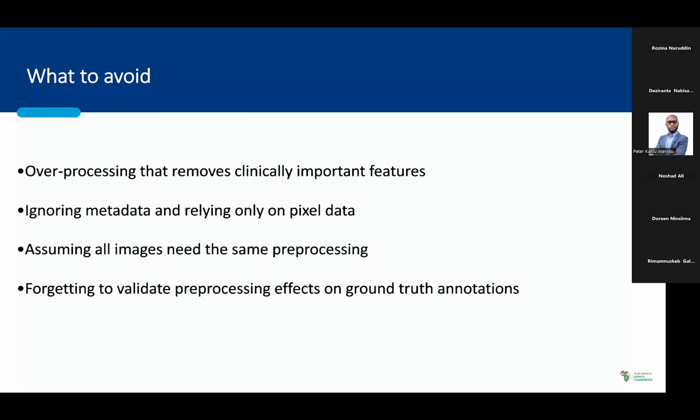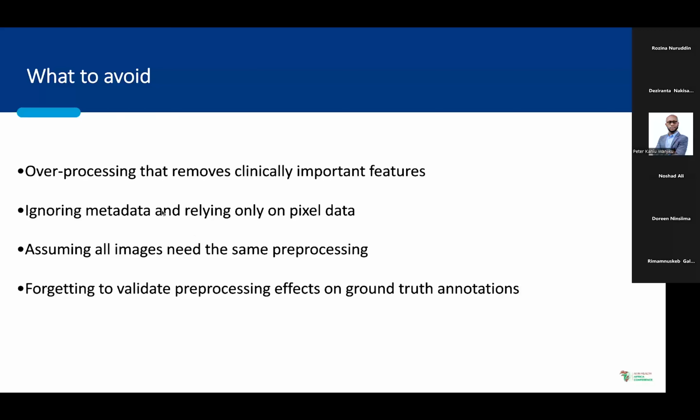And there are also things that you have to avoid while pre-processing. You should not overprocess the data, because overprocessing could remove clinically important features. For example, you could remove small bright spots on the images, but by doing that you may sometimes accidentally lose relevant, subtle clinical features. So you have to be careful about not over pre-processing the data.